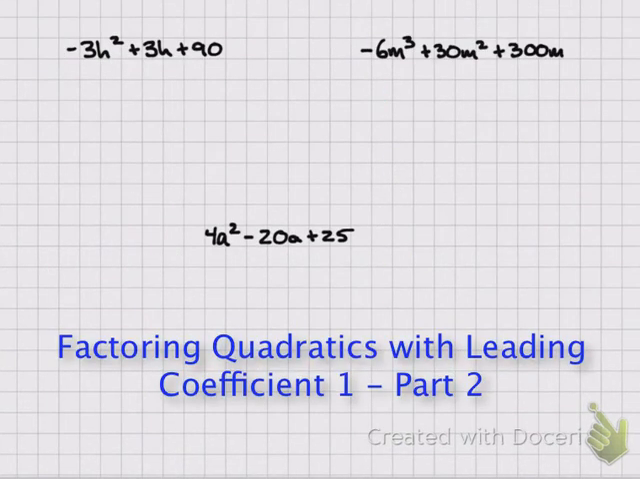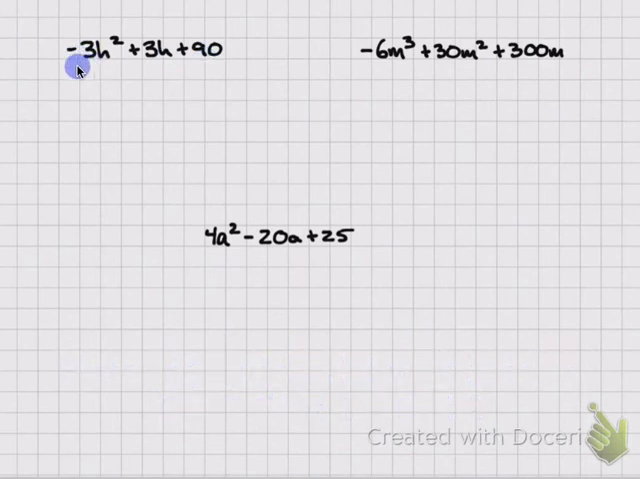All right, just 3 more examples that I'd like us to explore. So I'm looking at this first one, negative 3h squared plus 3h plus 90, and the first thing that I notice is, oh, we've got this negative 3 times the h squared in front. So while this is a trinomial, right now, it doesn't look like these trinomials that we've been factoring because they all have a 1 times this variable squared.